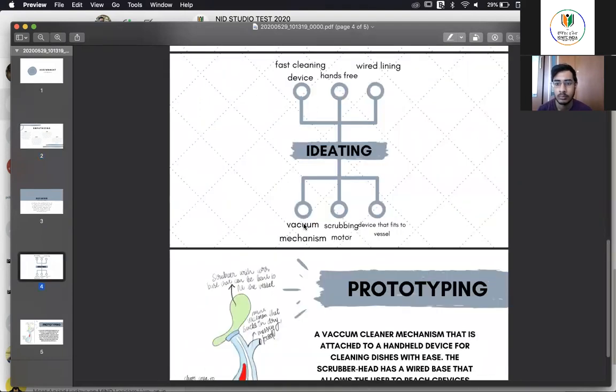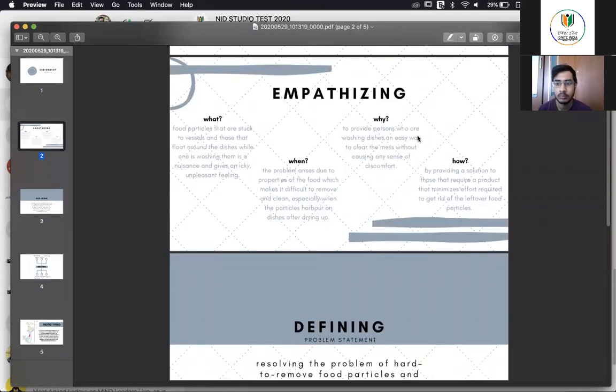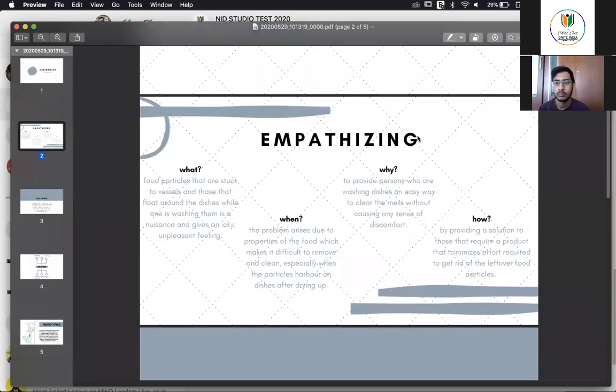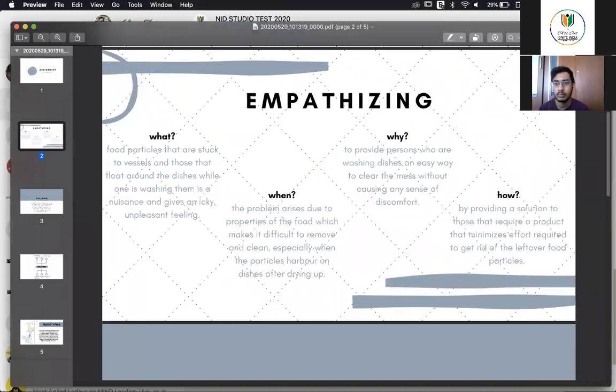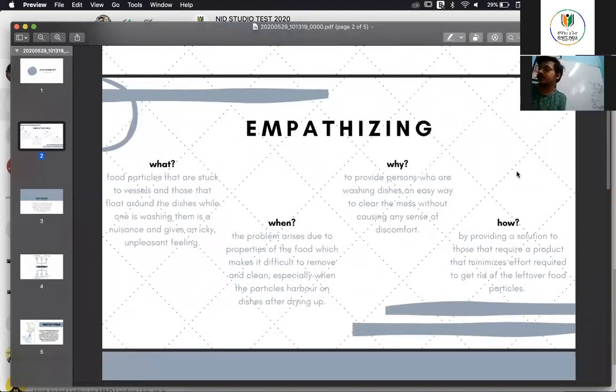Okay, so this is empathizing. Okay, this is about the problem. Navya, would you talk about this? This is the problem that I was talking about yesterday about washing vessels and stuff. Okay. So I followed the entire design thinking process to finish this.